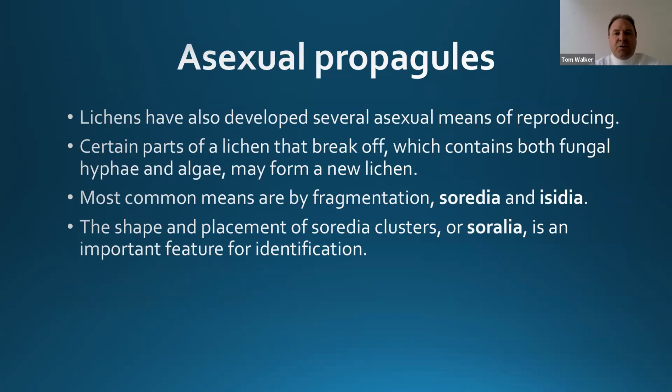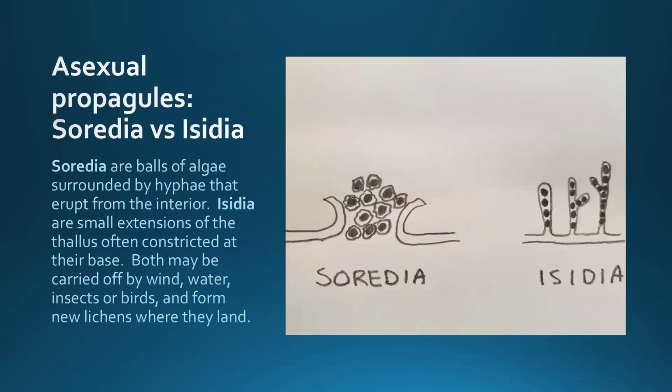So in addition to producing spores, lichens have developed several asexual propagules. Any part of the lichen that breaks off that contains both fungal hyphae and the algae may form a new lichen. The most common means are fragmentation, soredia, and isidia. And the shape and placement of soredia clusters, known as soralia, is a very important feature for identification. So these are soredia and isidia, and you can tell them apart.